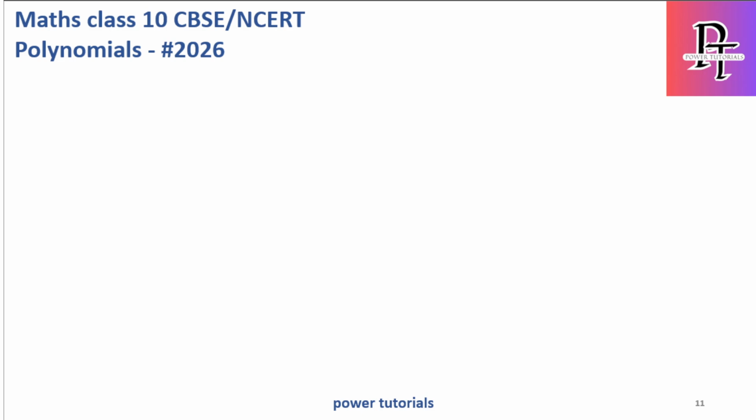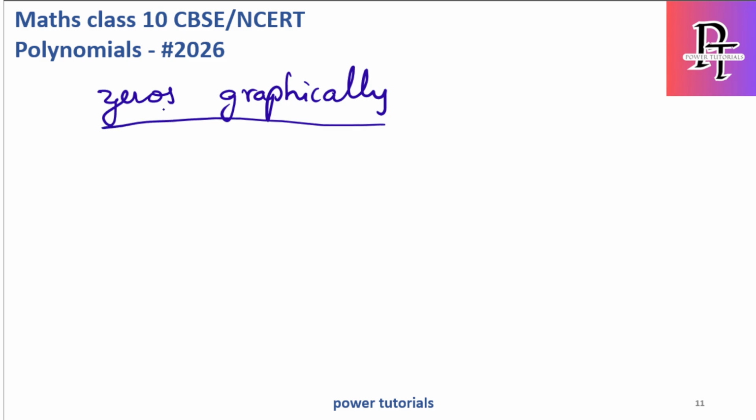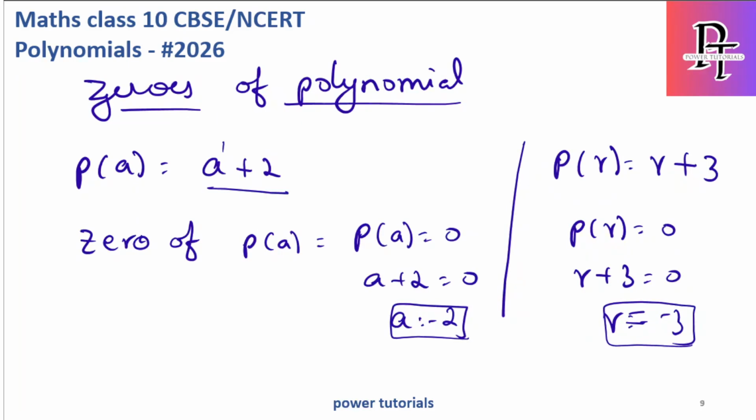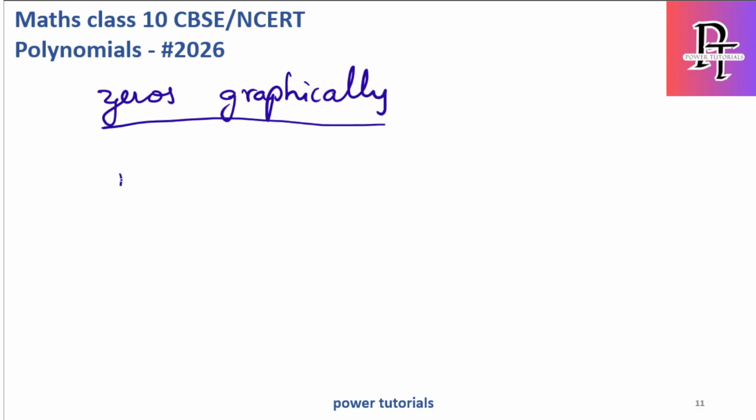Okay, now let's understand what zeros are graphically. I will give an example, the same one which we solved, which is p of a is equal to a plus 2 as a polynomial. So I will just draw the graph. P of a is equal to a plus 2. Okay, so for this let's take a box like this.